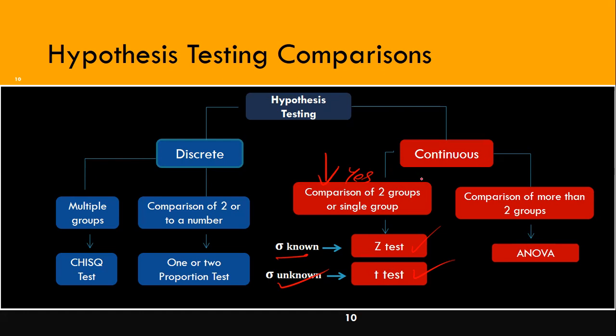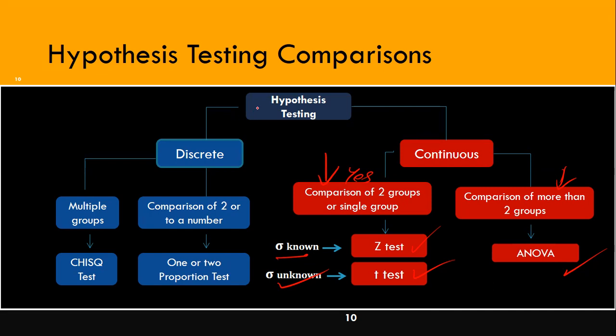What if I have more than two groups? That is when this one comes into the picture. In that kind of situation, if you want to compare the means of multiple independent samples, more than two independent samples, then you need to use a test called ANOVA. ANOVA stands for analysis of variance.